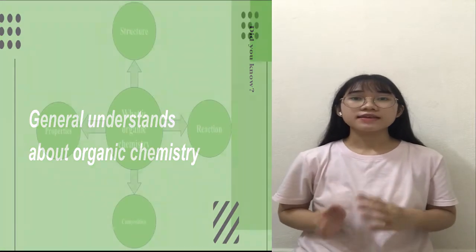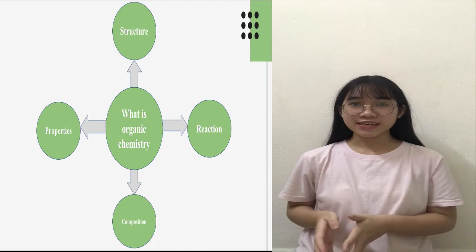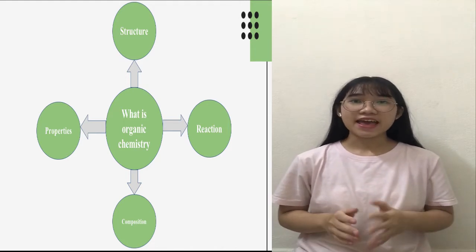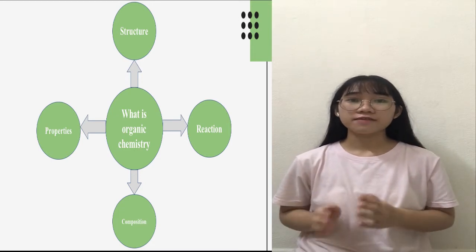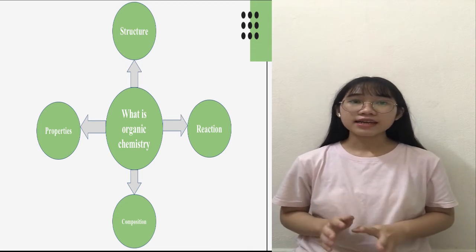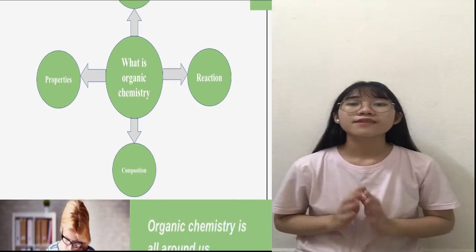Organic chemistry is the study of the structure, properties, composition, reactions, and preparation of the compounds formed by carbon and other elements found in living things and in the products of living things and wherever else carbon is found. So organic chemistry is pretty much everywhere. Organic chemistry is all around us.